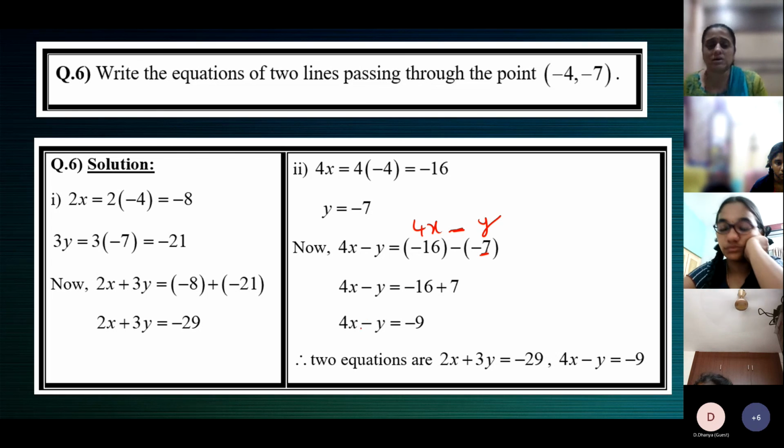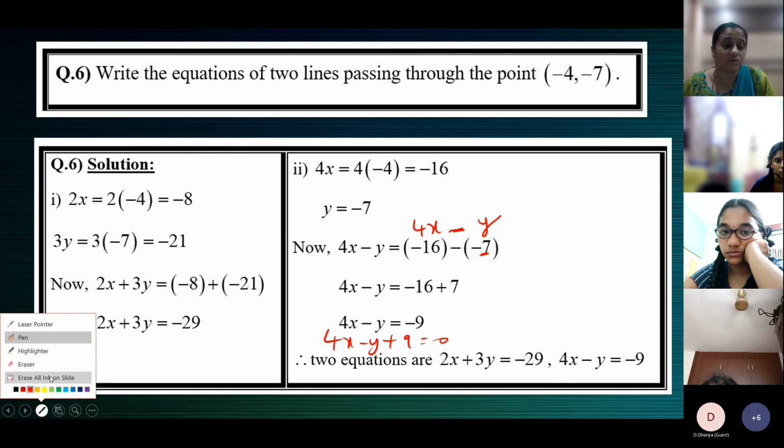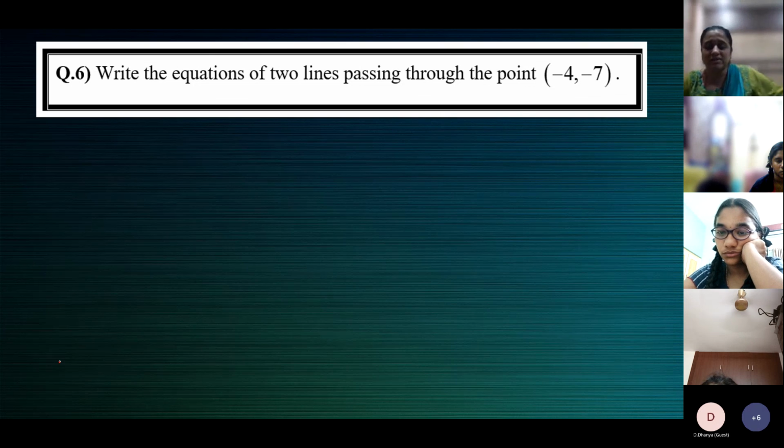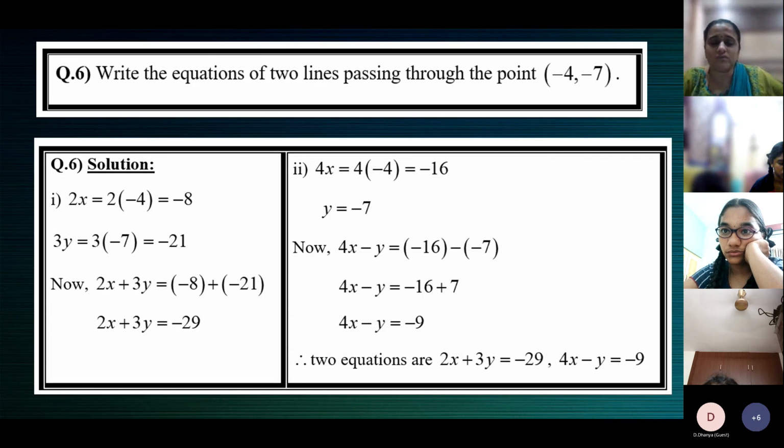4x minus y. So you should put that minus sign in the middle. Okay, so the other equation is 4x. You can write it in the standard form. 4x minus y plus 9 is equal to 0. So these are the two equations of the infinitely many equations. Now you can form easier ones like this. Now I'm sure all of you understood this.